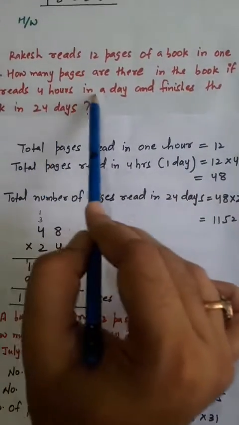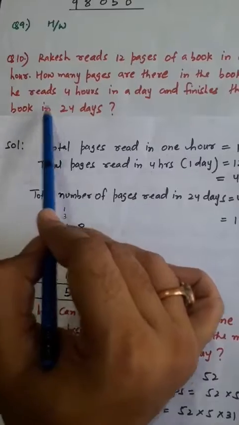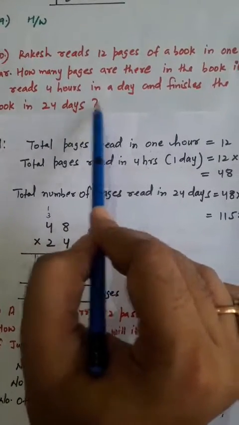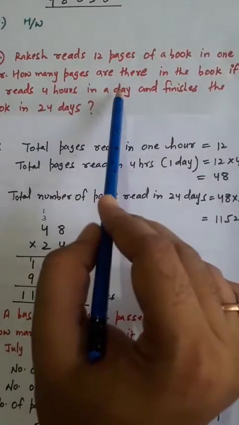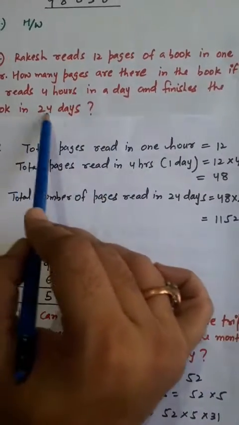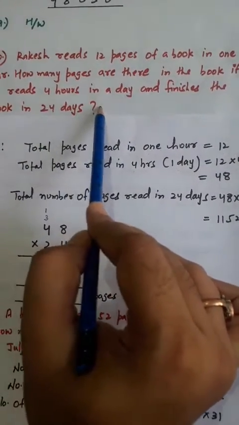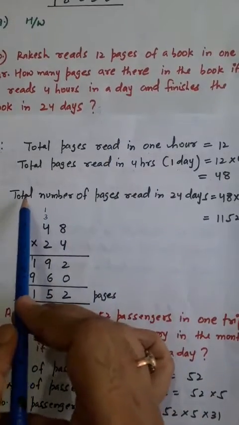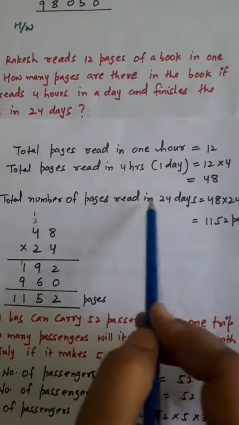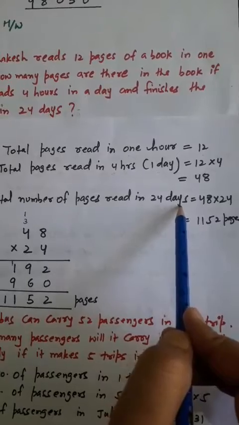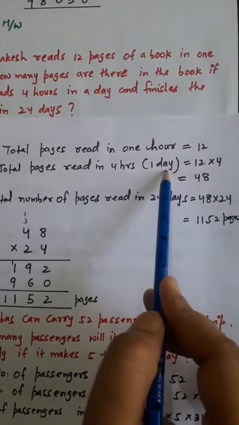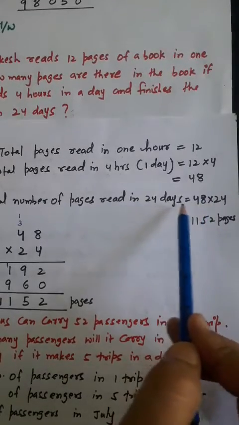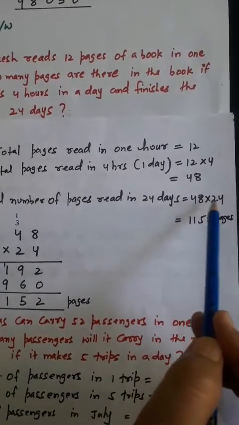If he reads 4 hours in a day and finishes this book in 24 days, अगर वो 4 hours daily बुक को रीड करता है और 24 डेज में उस बुक को फिनिश करता है. ओके, नाउ हाउ विल वी डू? टोटल नंबर ऑफ पेजेस रेड इन 24 डेज विल बी 48 पेजेस. वो एक दिन में 48 पेजेस रीड करता है, तो 24 डेज में कितने करेगा? 48 मल्टीप्लाइड बाई 24.